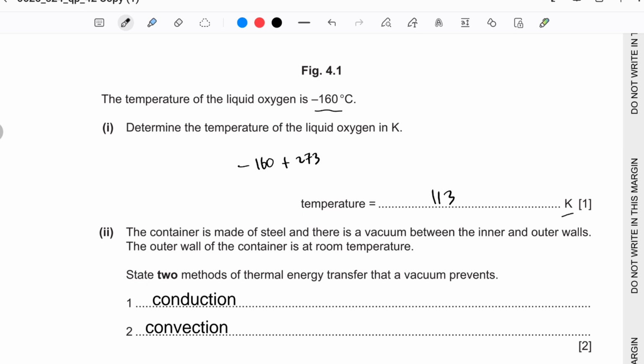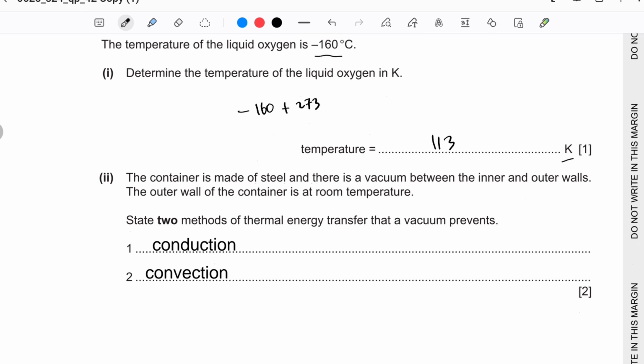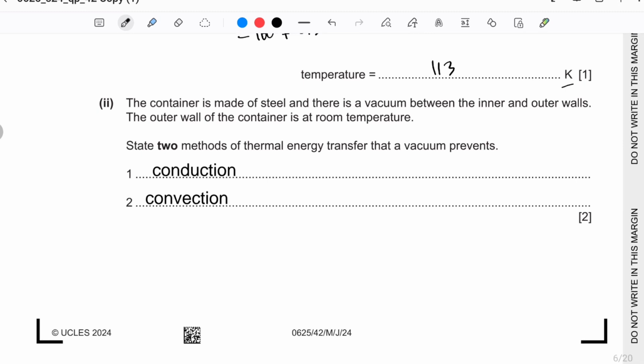And the unit is given. The container is made up of steel, and there's a vacuum between the inner and outer walls. The outer wall of the container is at room temperature. State 2 methods of thermal energy transfer that a vacuum prevents: conduction and convection.